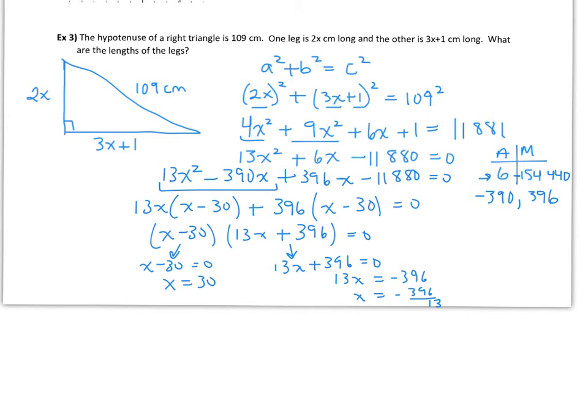Now, let's think about this for a moment because we need to know the lengths of the legs. If I had a negative value for my x, like I do in the second example, when I do 2 times that negative value, it would give me a negative length for my side here. Likewise, 3 times that negative value and then add 1 would give me a negative length for my other side. So this one does not make sense. We can't have a negative length. So this is an extra answer that doesn't make sense for the context of the question.